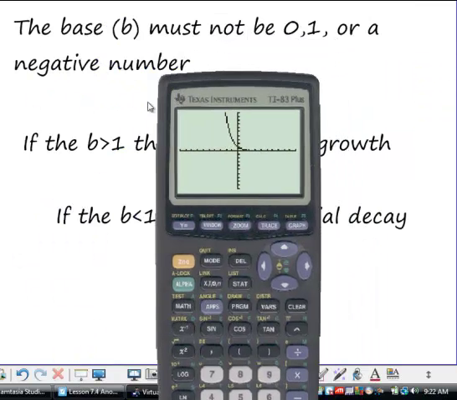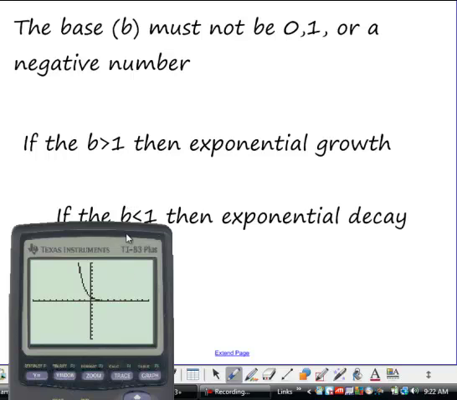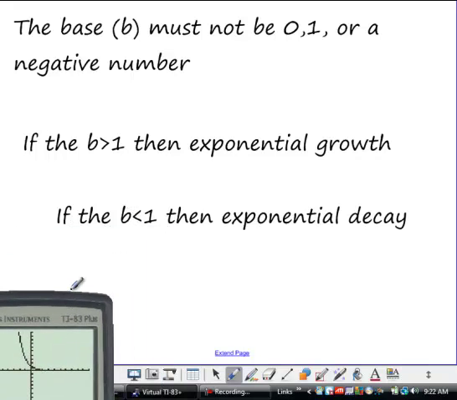All right, so here's the summary of the lesson. When we're doing exponential graphs, the base must never be a 0, a 1, or a negative number. We gave you examples of why those don't work. If the base is greater than 1, then we have exponential growth. We gave you y equals 2 to the x, and then we gave you y equals e to the x, because e is 2.71. That's definitely greater than 1, so we're going to have double and a little more growth every single time.